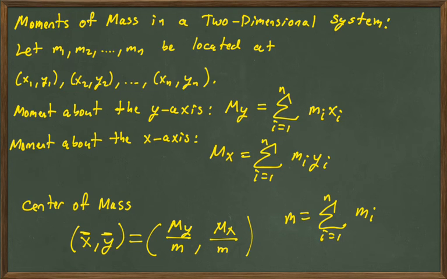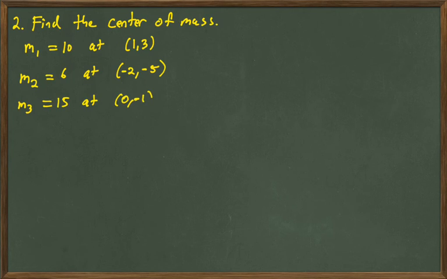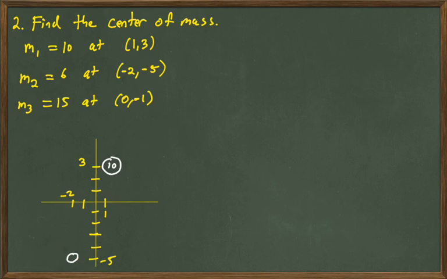All right, so let's go ahead and do an example of this. So we're going to find the center of mass, and our first mass 1 is going to be a mass of 10, located at 1, 3. Mass 2 is going to be a mass of 6, located at -2 and -5. Mass 3 is going to be a mass of 15 at 0 and -1. So we can go ahead and plot these just to see where they're at. Mass 10, mass 6, and mass 15.